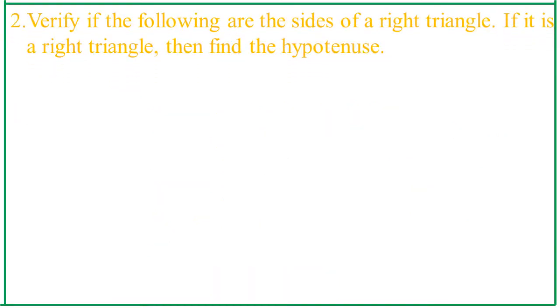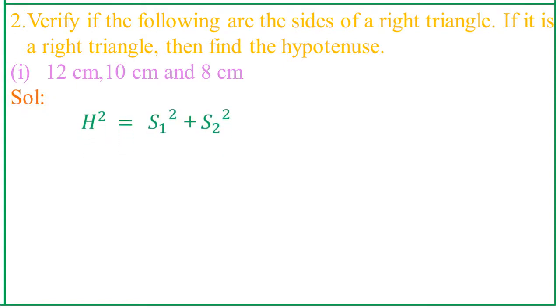Let's see second problem. Verify if the following are the sides of the right angle triangle. If it is a right triangle, then find the hypotenuse. So 12 cm, 10 cm and 8 cm. Here given the three sides. We need to find the hypotenuse. Let us find the solution.